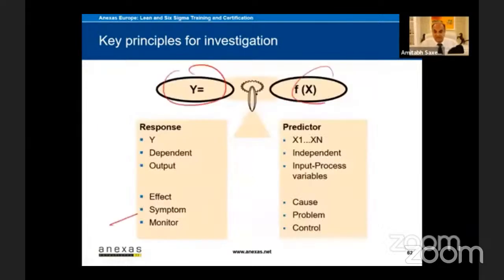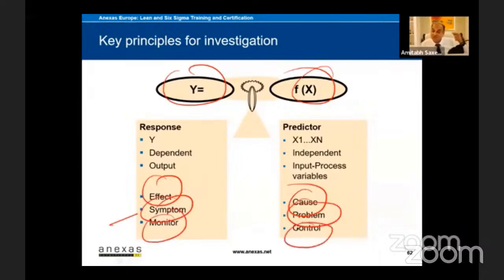So Y is a function of X. Y is the effect, X is the cause. Y is the symptom, X is the problem. Y you can just monitor. X you can control. So if you just focus on results, nothing will happen. Oh, my dissatisfaction is high, customer complaints are high. You keep monitoring them and discussing about them. Nothing will happen. The customer complaints will remain the same.